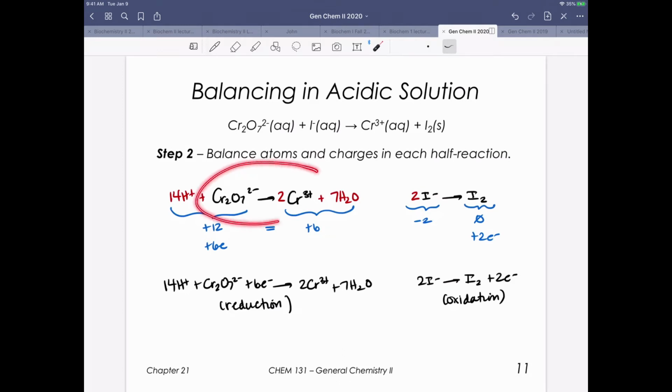Let's take our chromium here. So again, we've got dichromate and then a chromium 3+ cation here. So let's go ahead and balance the chromiums first. We know we're going to need to add a 2 there to make sure that we've balanced those chromiums.